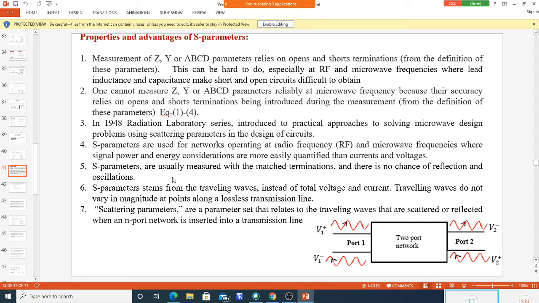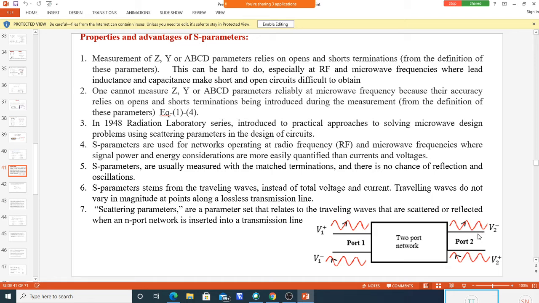Next, S parameters are usually measured with matched terminations, and there is no chance of reflection and oscillations. As I said, S11, S12, S22 and so on are measured by considering a matched termination. Instead of putting a short and open circuit here, matched terminations are usually connected between these two terminals. So while measuring S parameters, we connect a matched termination here, not a short or open.